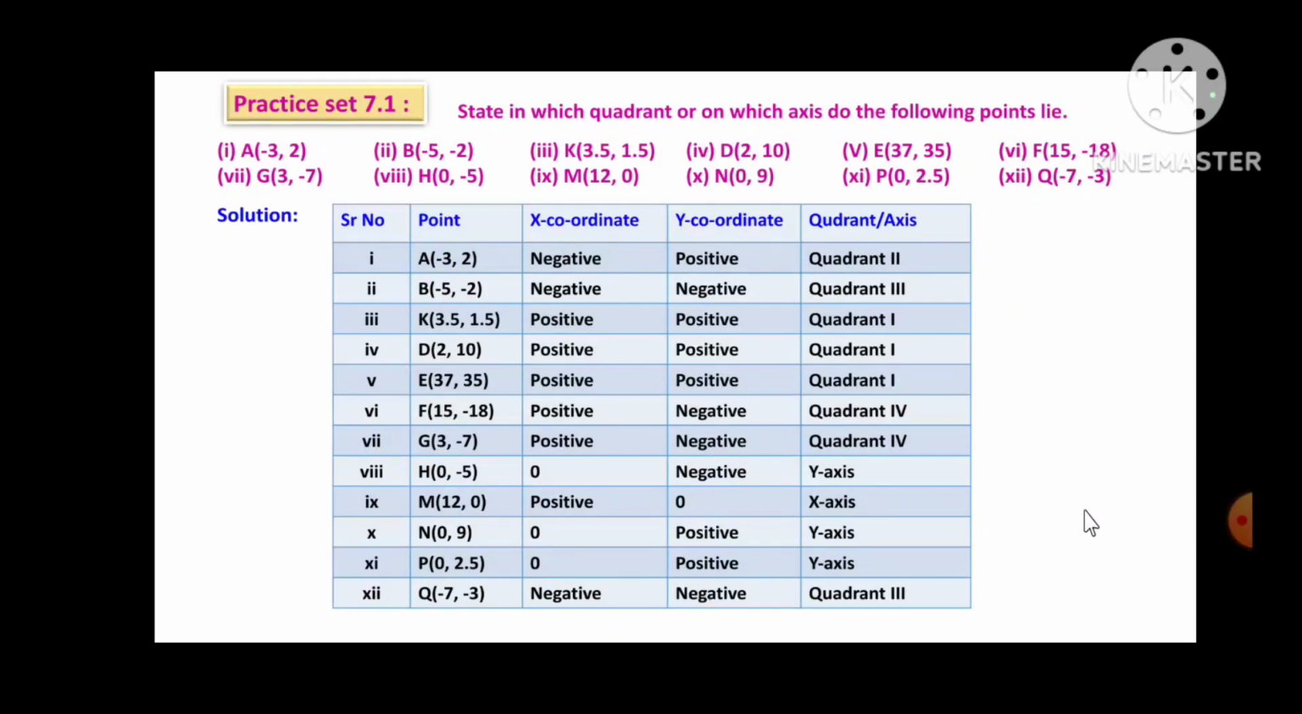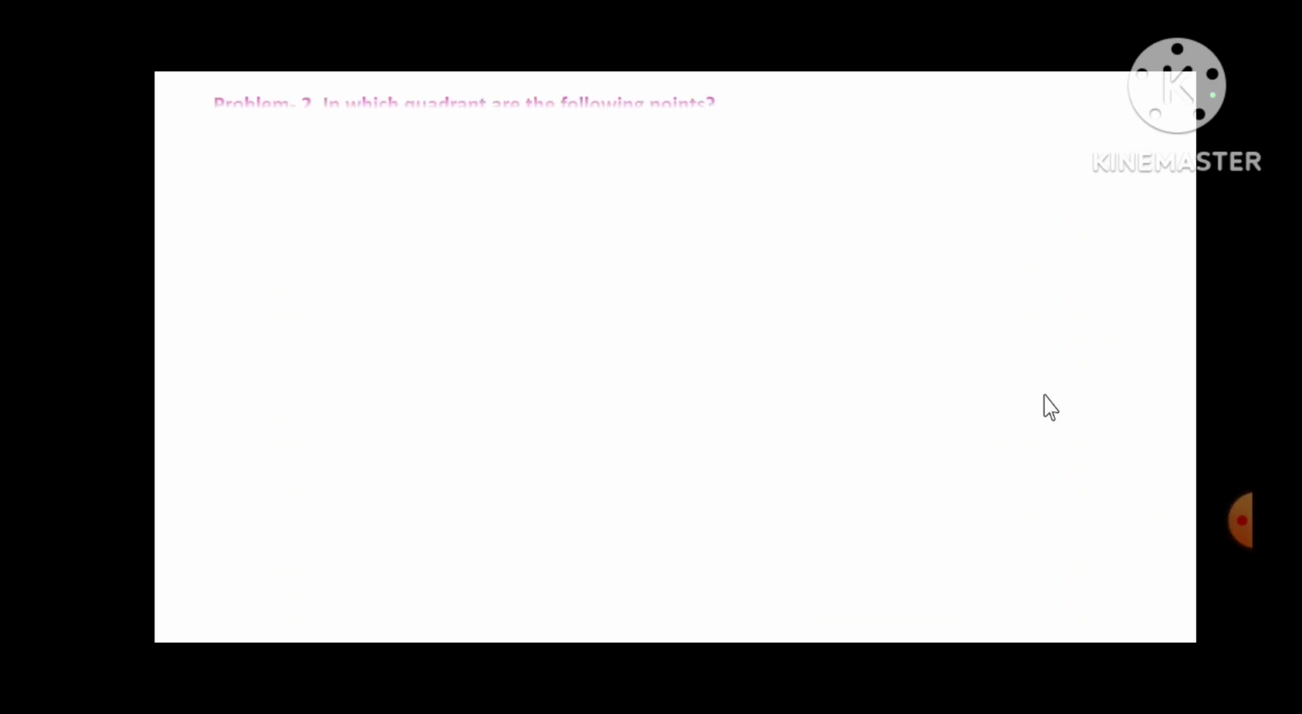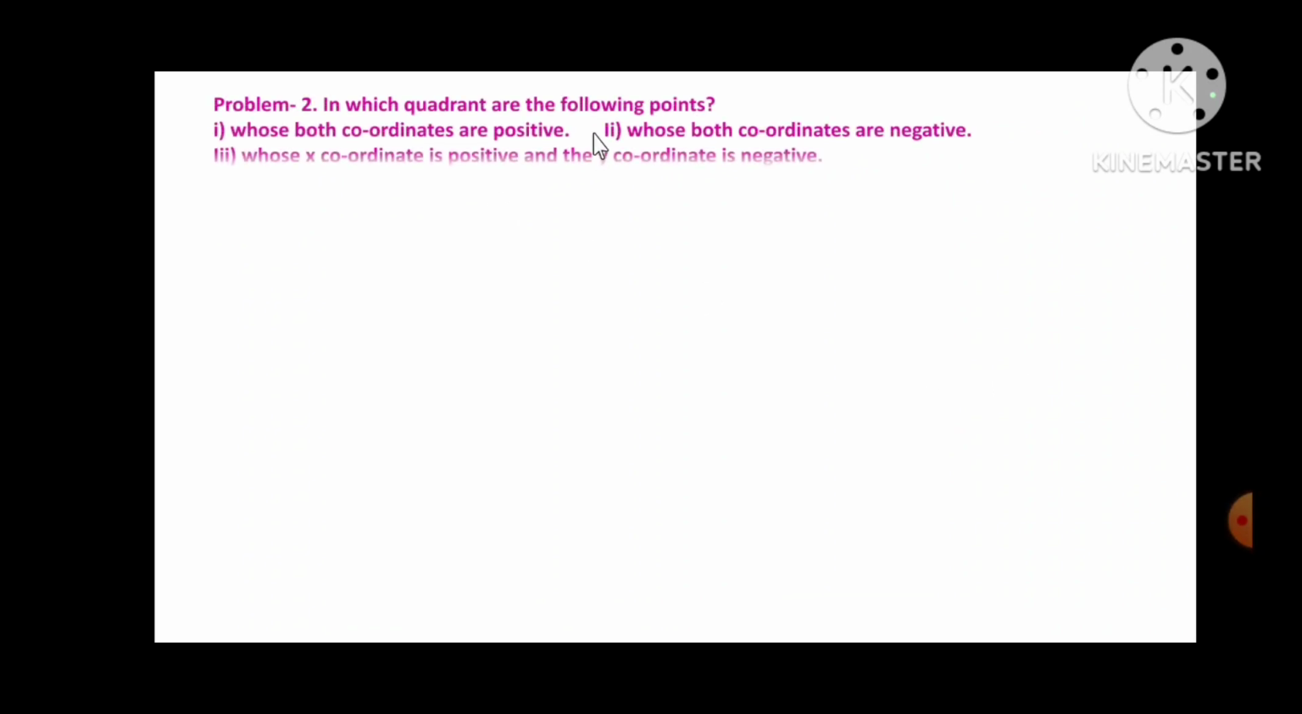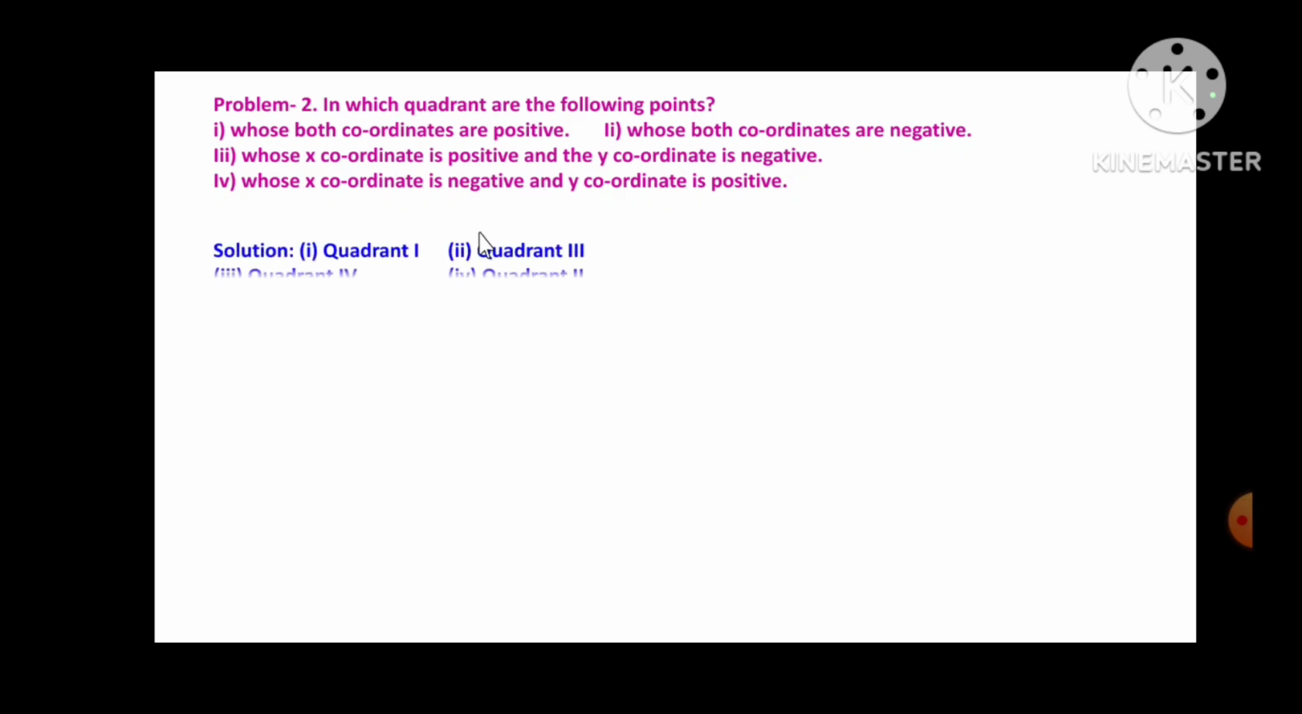Let us start the next problem, that is, in which quadrant do the following points lie? Whose both coordinates are positive, then that is lying in the first quadrant. Whose both coordinates are negative, then it is lying in the third quadrant. Whose x coordinate is positive and the y coordinate is negative, it is lying in the fourth quadrant. Whose x coordinate is negative and y coordinate is positive, is lying in the second quadrant.